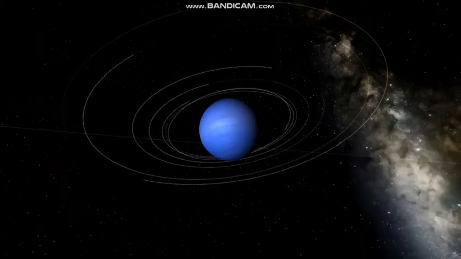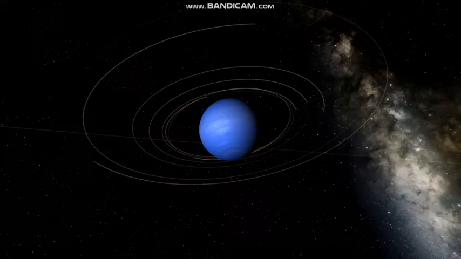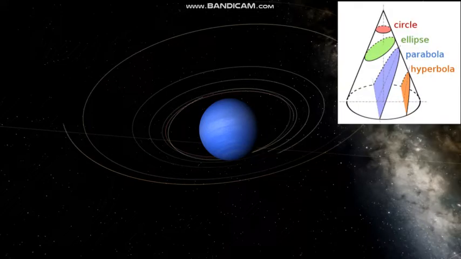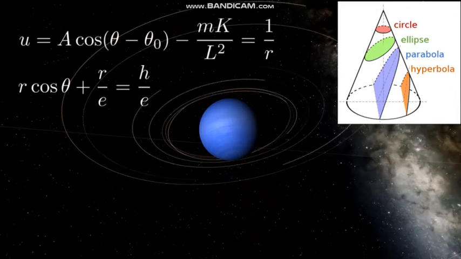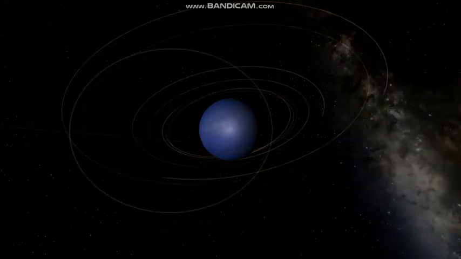Great, we've mentioned conic sections, but what does that mean? A conic section is the 2D shape you make when you slice through a cone. Because these two equations are very similar, we can conclude that orbits usually take the shape of a conic section.